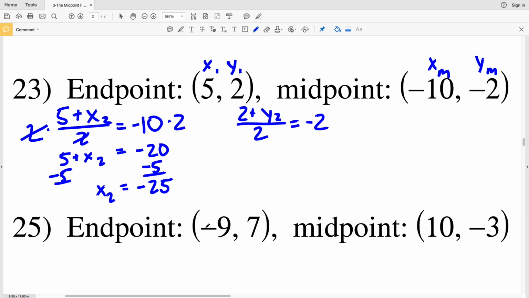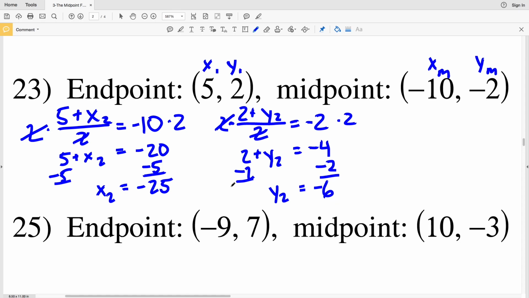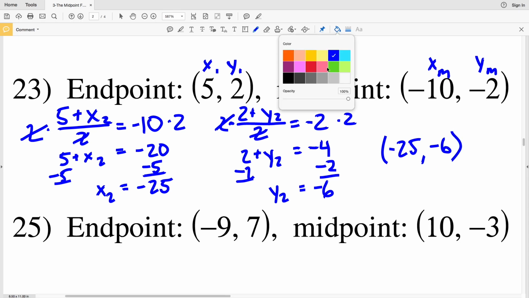So now I have my x coordinate of my endpoint. Let's solve for the y coordinate of my endpoint. I'm going to multiply both sides by 2 to get that 2 out of the denominator. 2 plus y sub 2 is what's left on the left hand side. Negative 2 times 2 is negative 4. So then I'm going to subtract 2 from both sides to get that y sub 2 is equal to negative 4 minus 2, which is negative 6. So my x coordinate is negative 25, and my y coordinate is negative 6 of my other endpoint. So I have (-25, -6) as my solution in number 23.